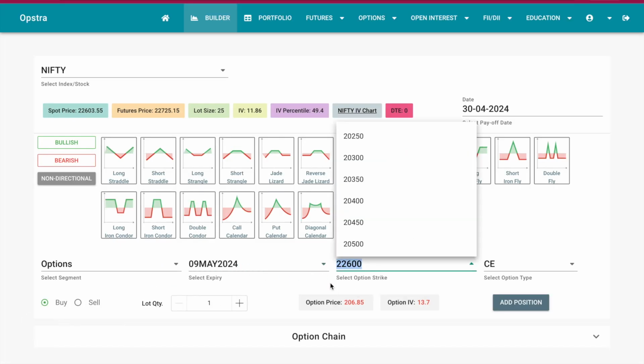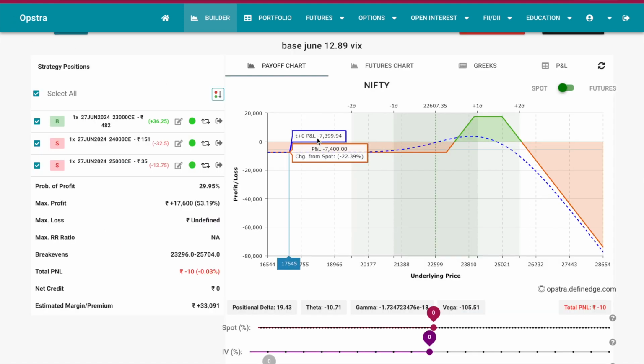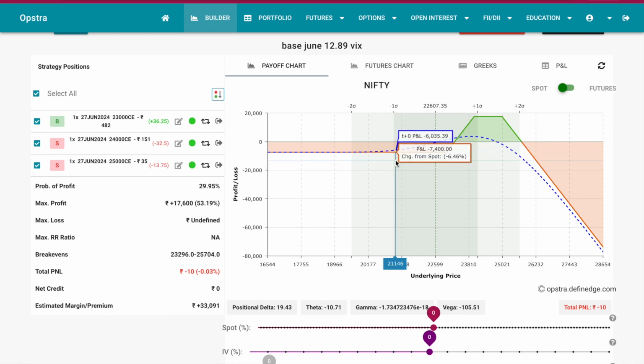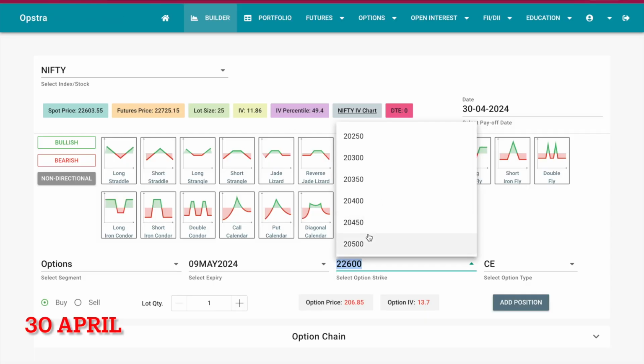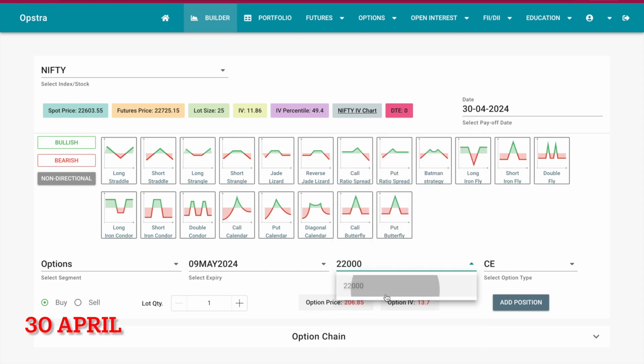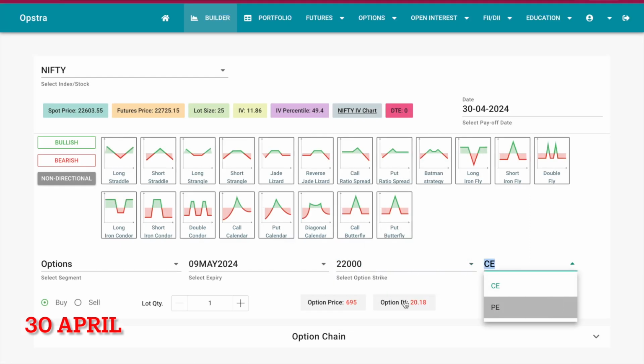Here we'll go ahead and buy a PE. Basically, we'll buy a PE, and we'll start buying it from this value. If the market is going down, we should get some profits. We'll buy 22,000. If the market goes beyond 22,000, we'll incur profits, or else we'll not incur any loss. So we'll go for 22,000, and we go ahead and buy the PE.